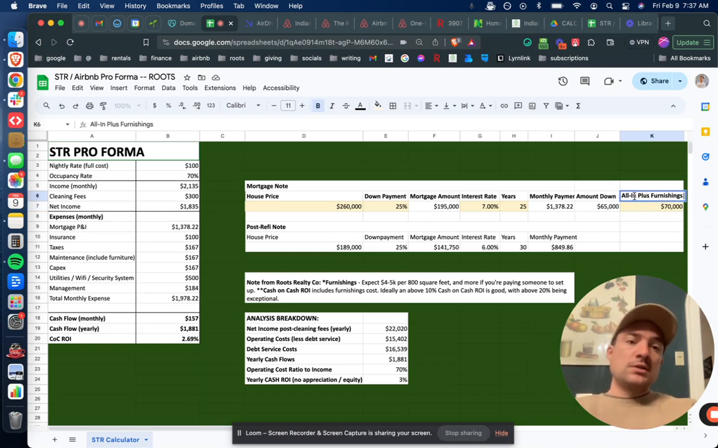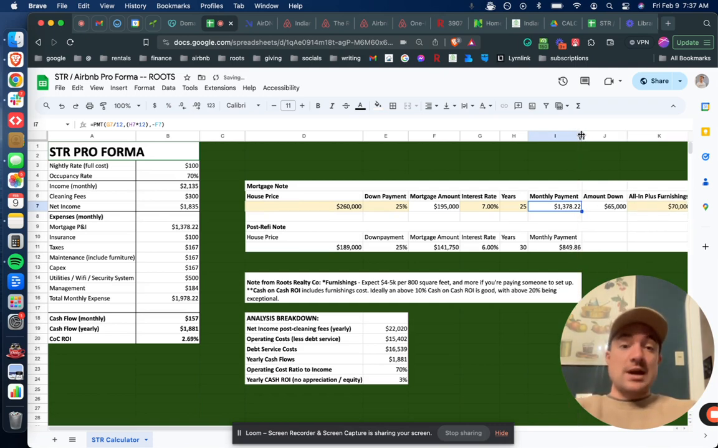This is your all-in. So if you have a lot of repairs and maintenance to do immediately, you would want to add it in here as well. Okay. So we have our mortgage note, which is showing us a payment of about 1,400 a month in principal and interest. That does not include taxes and insurance. So we're going to go over here to look at the overall cash flow, but we need to start with income.